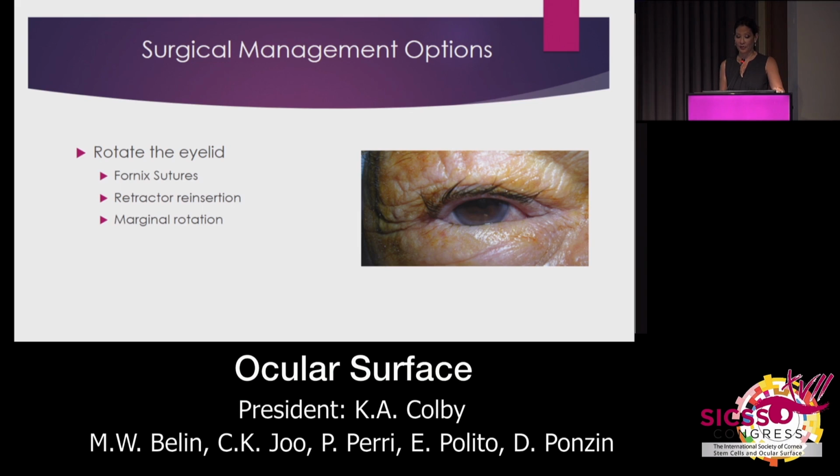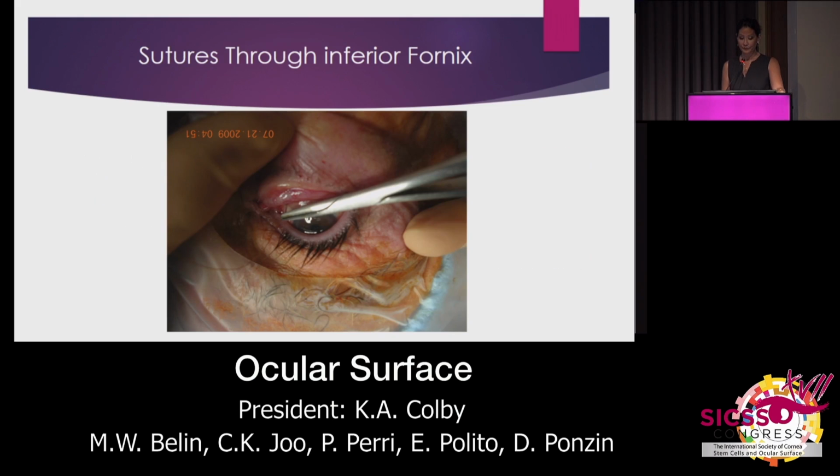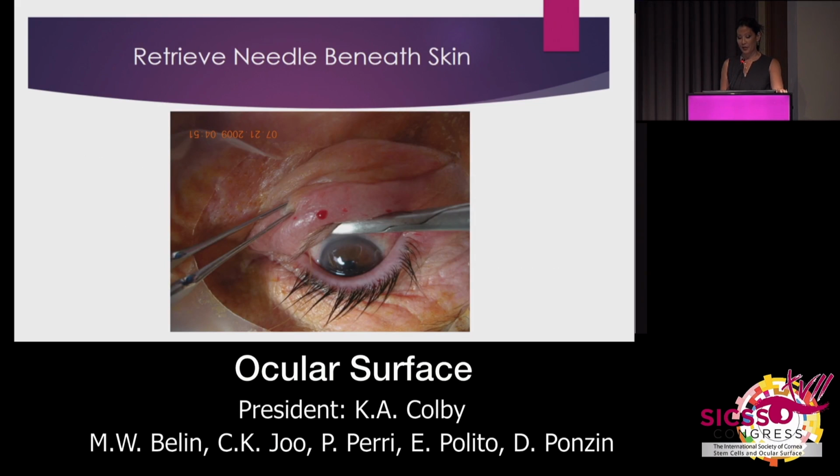And most commonly, there are different ways: fornix sutures, retractor reinsertion, marginal rotation. Fornix sutures are probably the most common and the easiest thing to do. So what I do is I take a double arm 5-0 chromic gut suture, I backhand it down into the inferior fornix, and I march up underneath the skin.